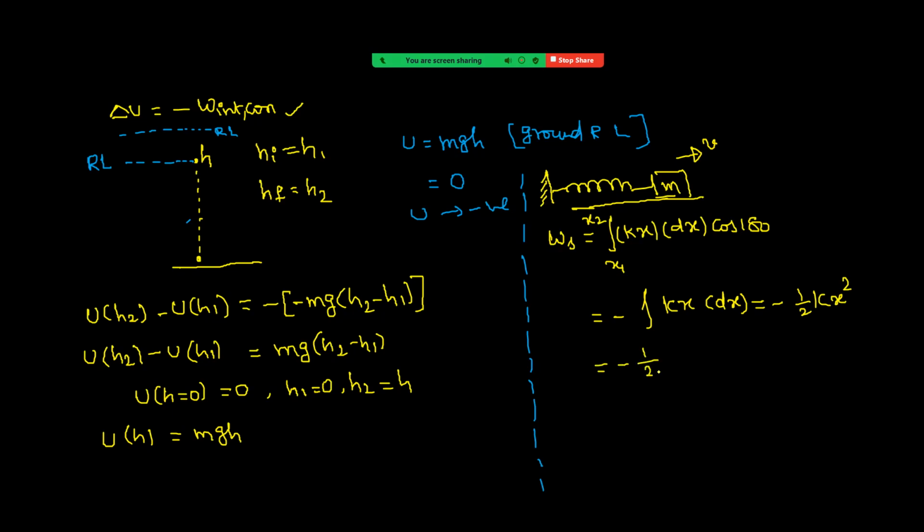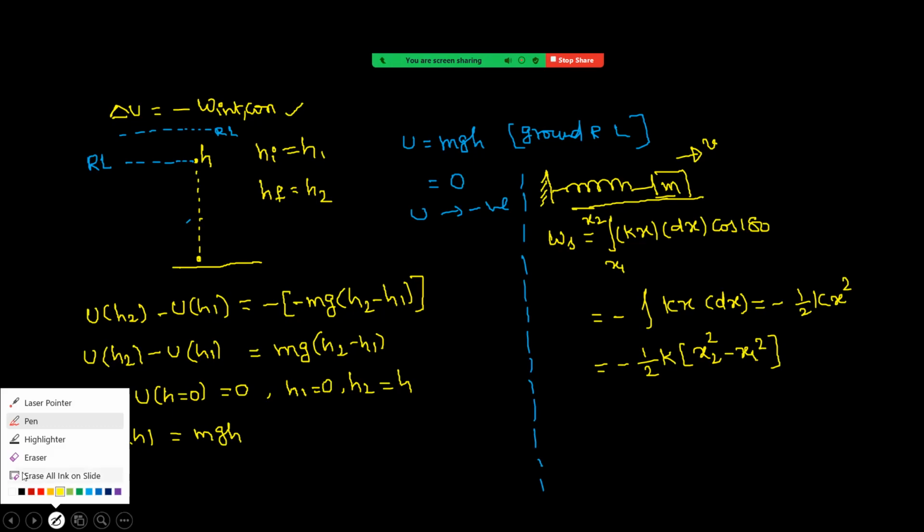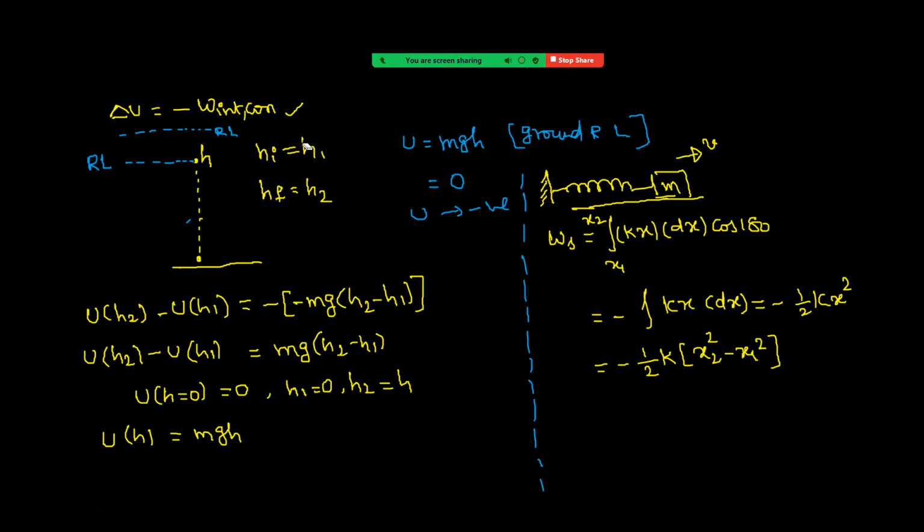Now take limits in that: minus half k, x2 square minus x1 square. That is the work done by the spring force.